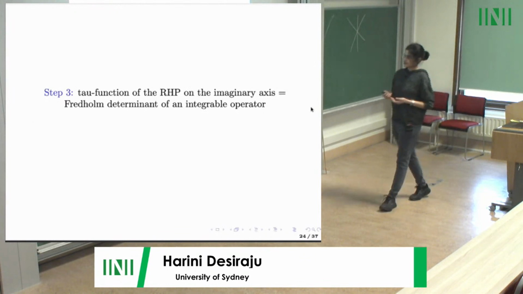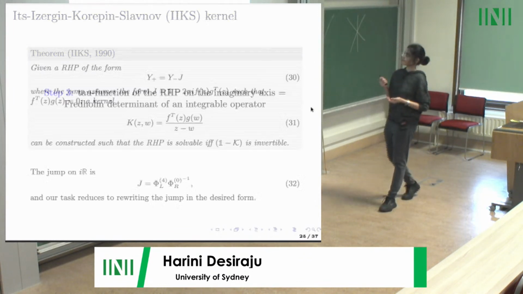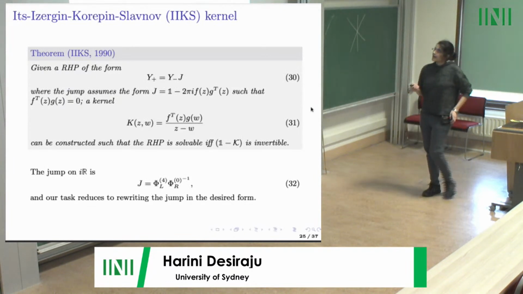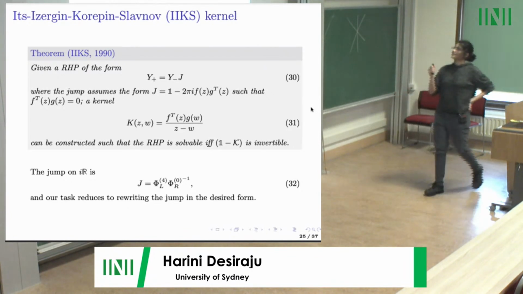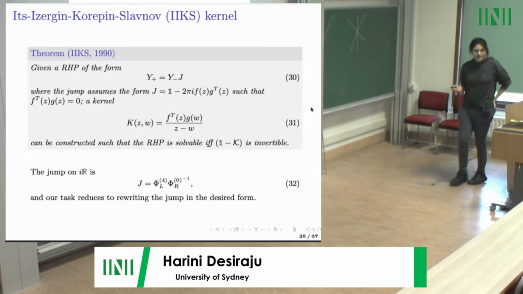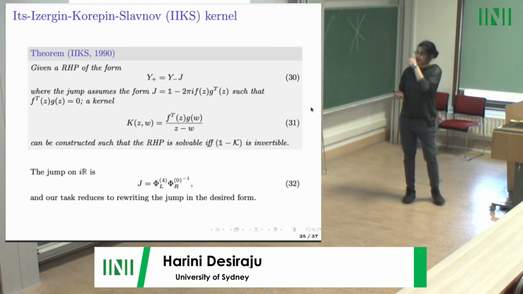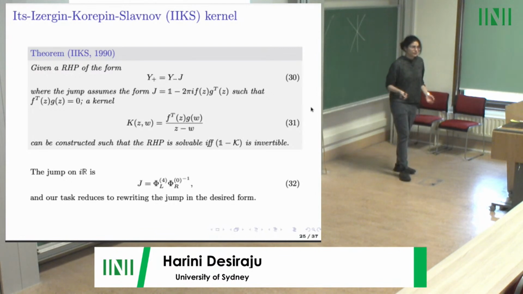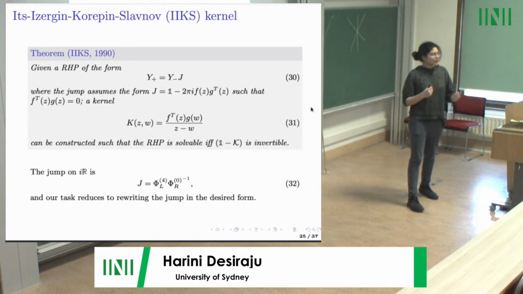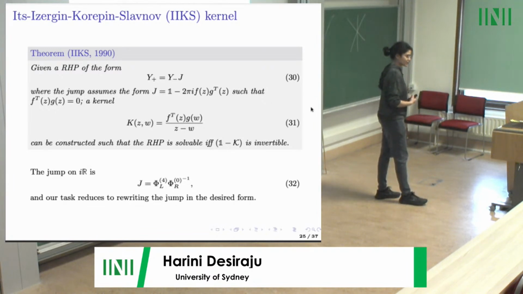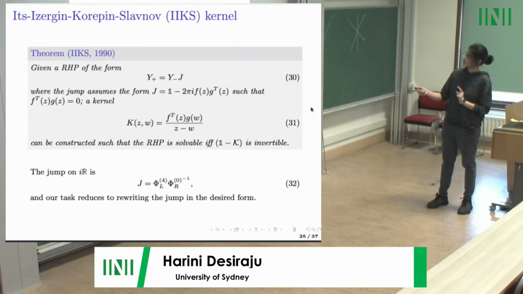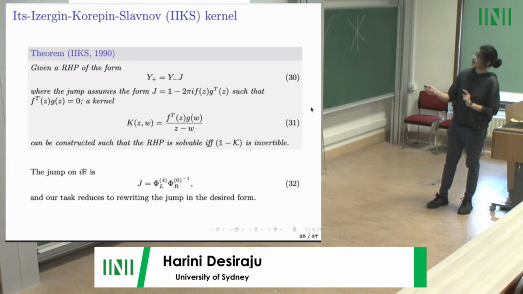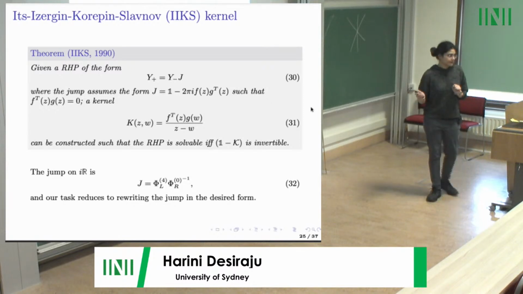Okay, now how do I construct a Fredholm determinant for this imaginary axis? I use the theorem of IIKS, which is Izergin, Korepin, and Slavnov. These kernels really started by understanding quantum correlation functions of Painlevé 5 and 3, but now this has become a toolbox where, given a Riemann-Hilbert problem, with appropriate factorization of the jump, you really can construct a Fredholm determinant such that this determinant, this kernel, 1 minus K, is invertible only if this Riemann-Hilbert problem, with a very specific factorization of the jump, is solvable.